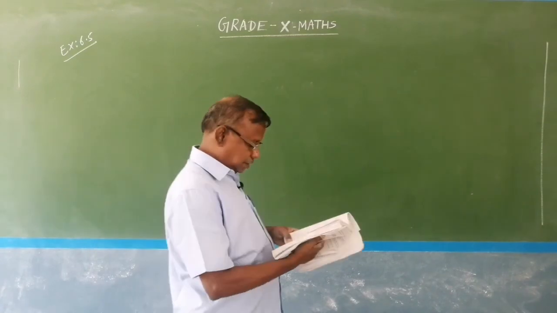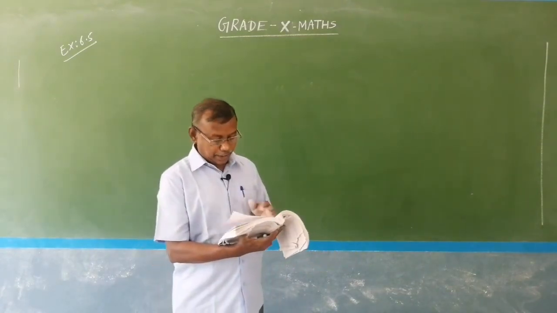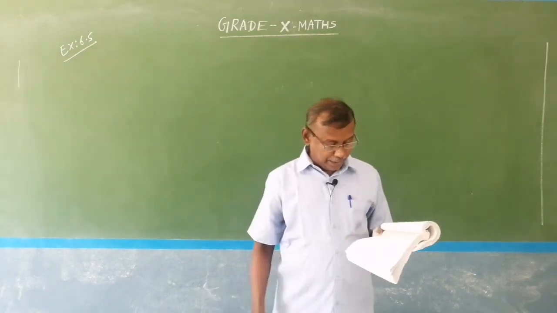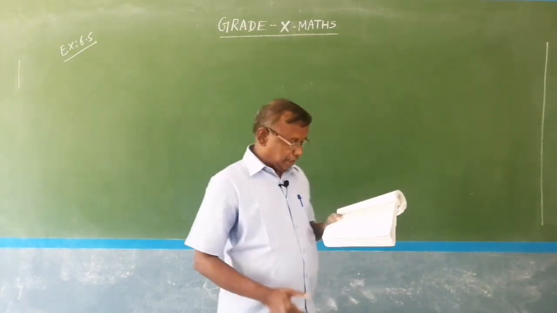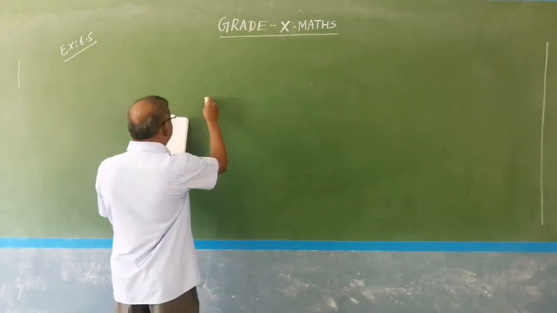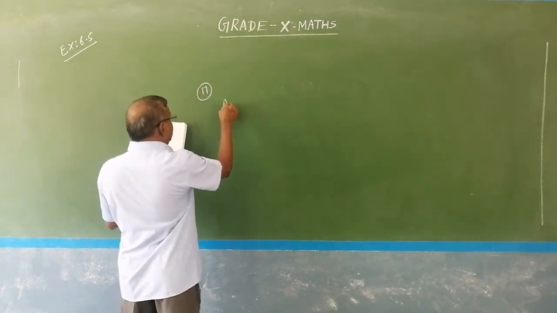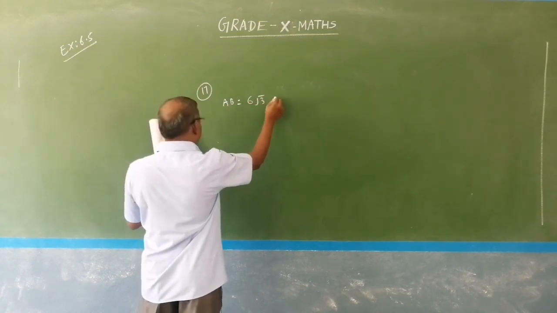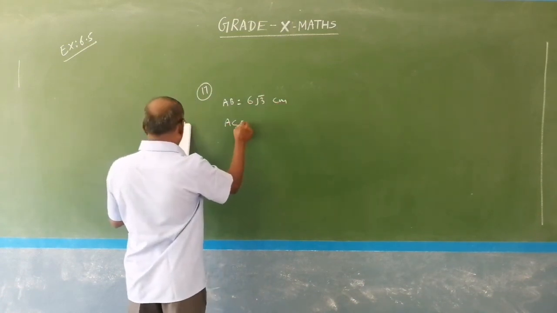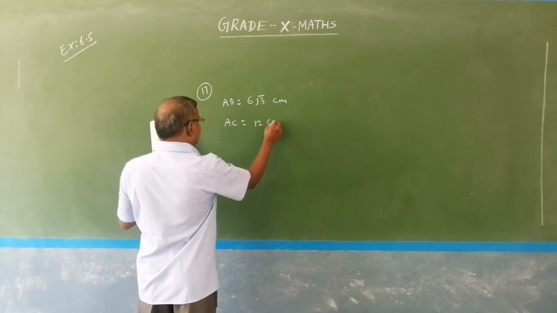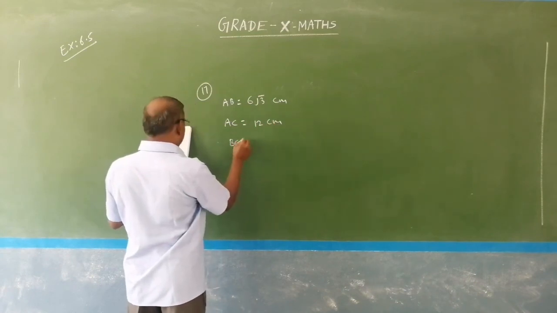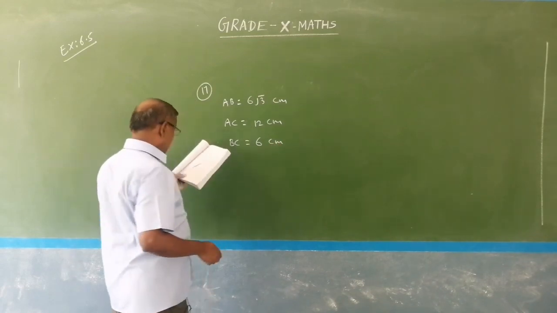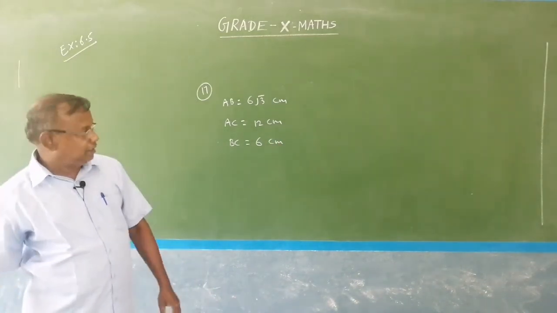So the last question, question number 17 in this exercise. Tick the correct answer and justify. In triangle ABC, we are given AB equal to 6√3 centimeters, AC equal to 12 centimeters and BC equal to 6 centimeters. What is the angle B, they are asking.